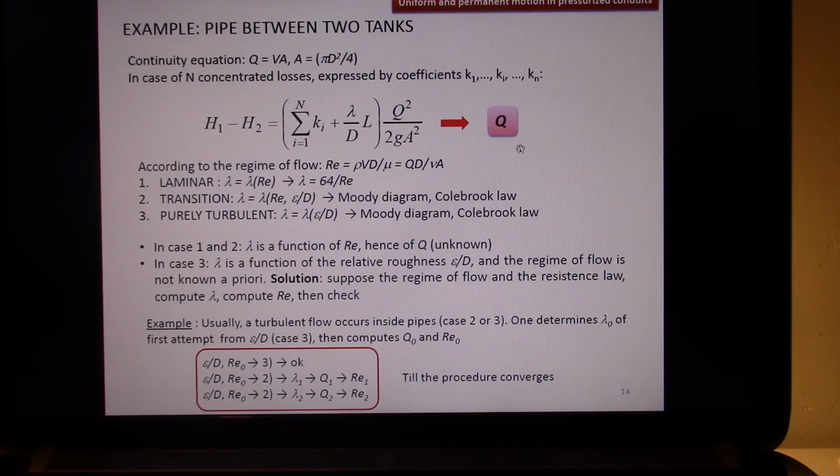And finally, we have seen how to evaluate a verification problem in the case when you don't know exactly what kind of flow, what kind of regime is the one that describes your fluid. So basically, if you don't know it, you are in laminar or in transition or in purely turbulent flow.